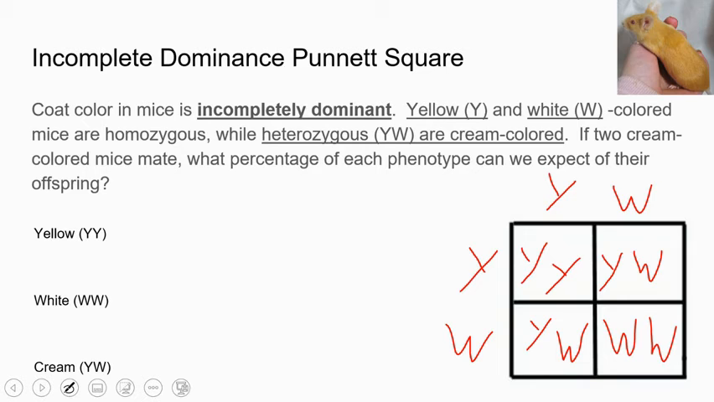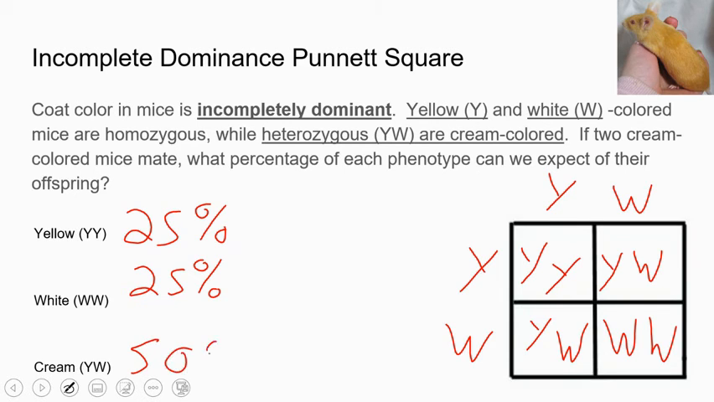Now we need to figure out the phenotype of each. So the yellow ones, remember, are going to be YY. So I look in those boxes and I only see one that is YY. So that is 25%. Then for white, it has to be WW. And so in the bottom right is the only square, so that is also 25%. And then in order to be cream colored, it has to be YW. So I see that the top right and the bottom left are YW. So each box is worth 25%, so that's going to be 50%.